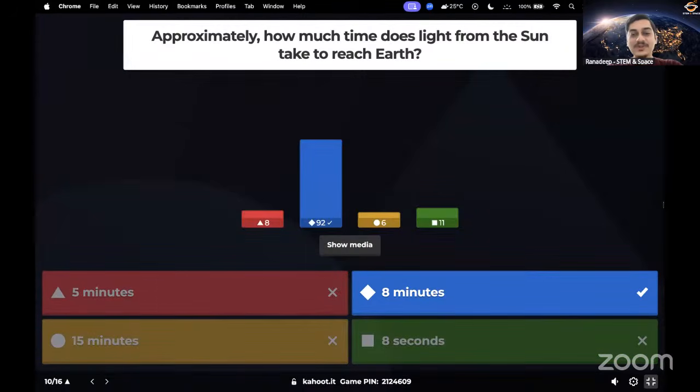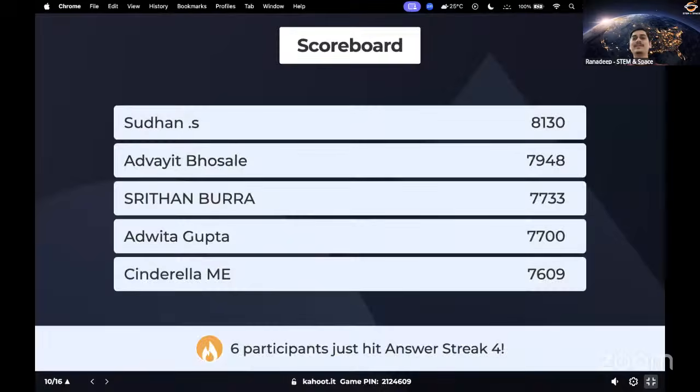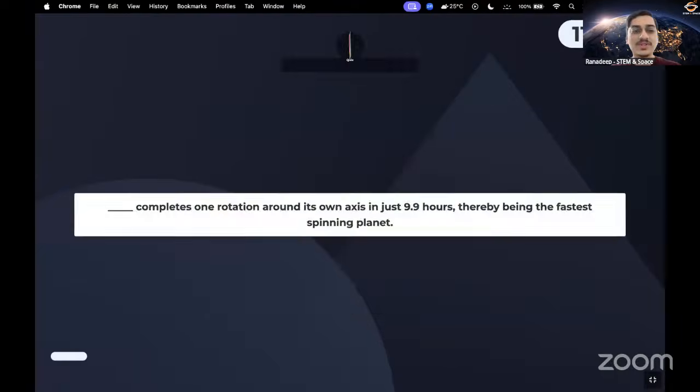And the correct answer, which a majority of you have again answered, is 8 minutes. I believe people who have answered 8 seconds must have mistapped this particular option, because I have deliberately kept it just below 8 minutes so that you can actually mistap it. So the correct answer is actually 8 minutes. Precisely 8 minutes and 20 seconds, but approximately is what is mentioned in the question. So yeah, it takes about 8 minutes for the light from the sun to reach the earth. Well, let's move to the next one.